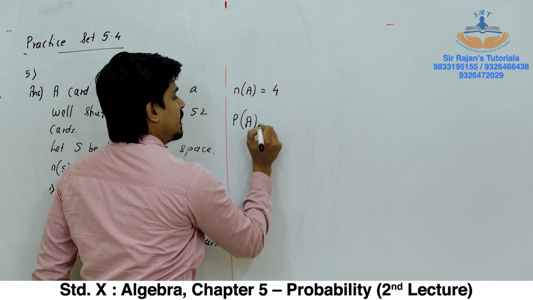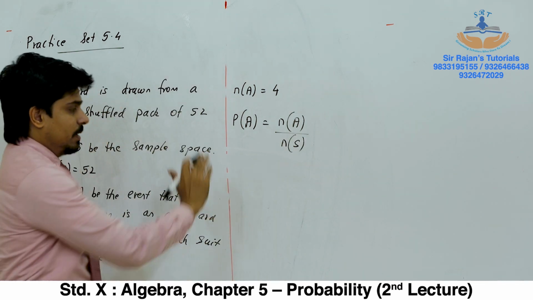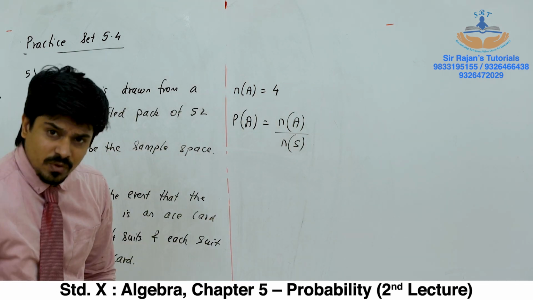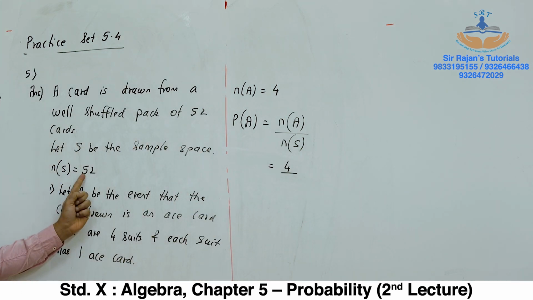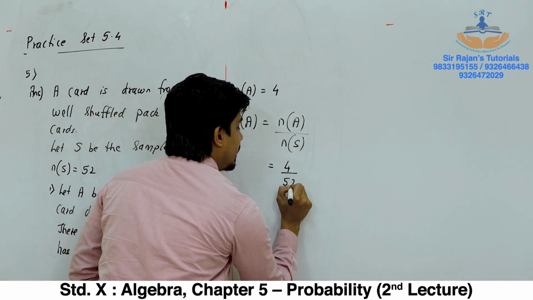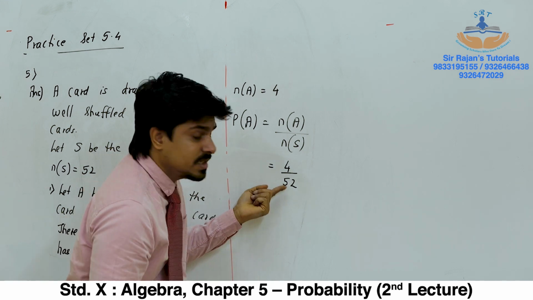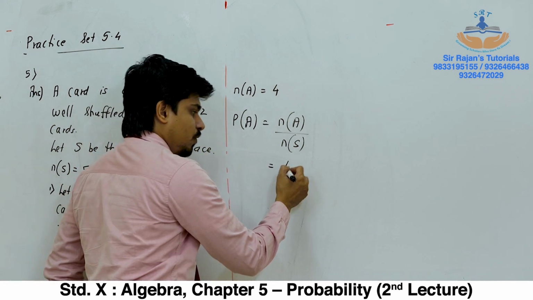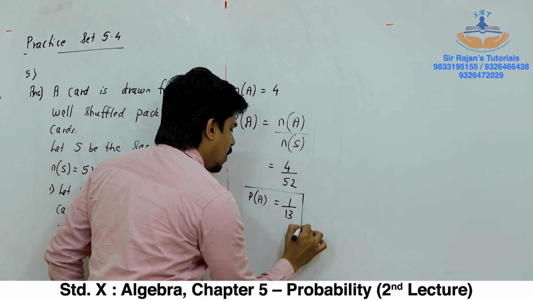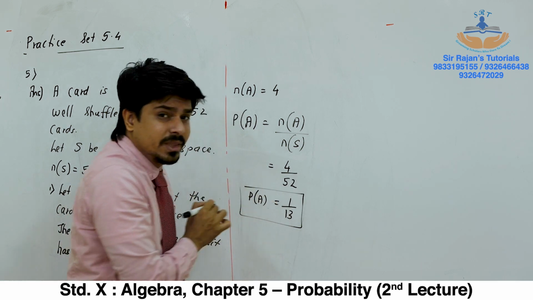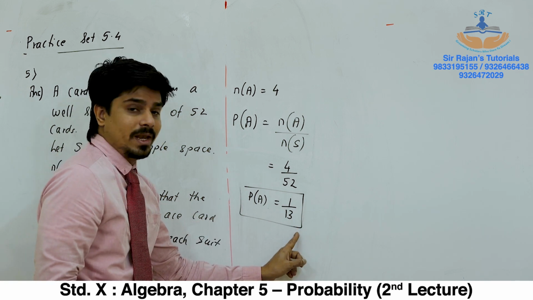Now you write the formula, p of a is n of a upon n of s. Now what is your n of a? n of a is 4. n of s क्या था? n of s is 52. So 4 upon 52. Then you need to think, is it possible to reduce this further? If yes, then it is compulsory to reduce. So 4 ones are 4, 13s are 52. Answer will be 1 upon 13. Do not show that cancellation over here. That looks untidy. Directly write the final reduced form. P of a is 1 upon 13.